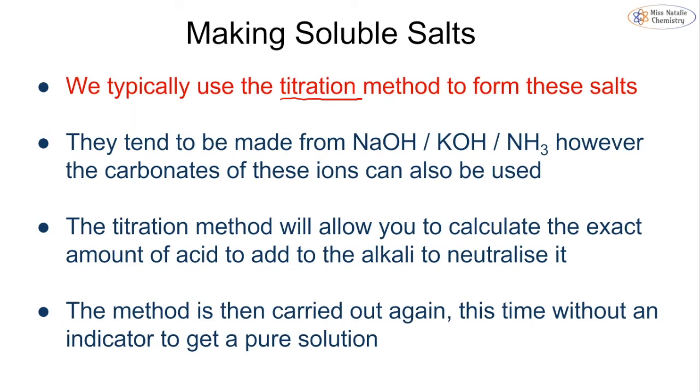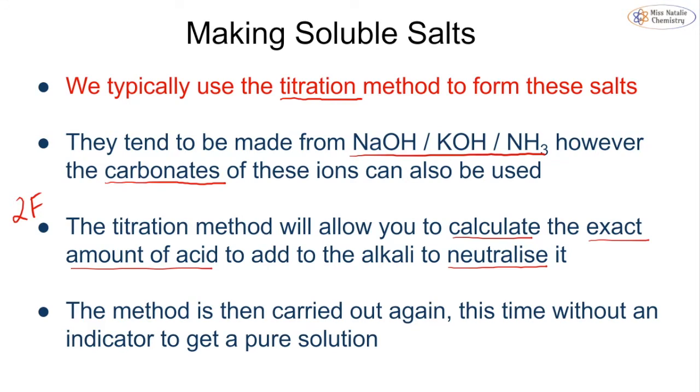So we will usually use sodium hydroxide, potassium hydroxide or ammonia as our bases, but sometimes we may wish to use the carbonates of these ions as well. It just depends. Now the titration method we already covered in topic 2F, acids, alkalis and titrations, but you know that it will allow you to calculate the exact amount of acid required to neutralize a substance. So it is a very accurate method. So what we do is we carry out the titration and we see exactly how much acid is being required in order to neutralize the reaction.